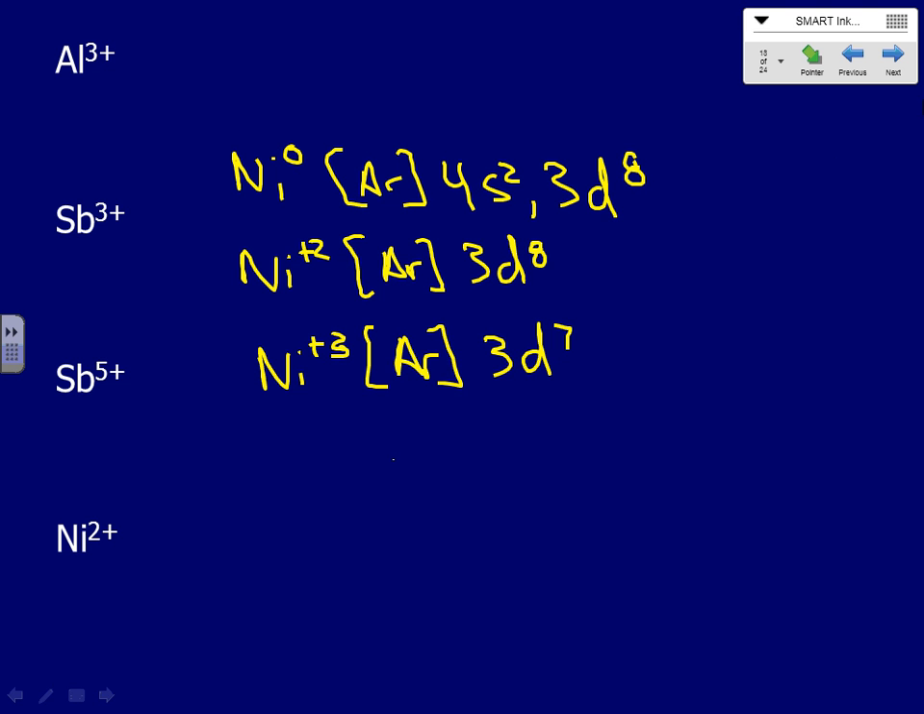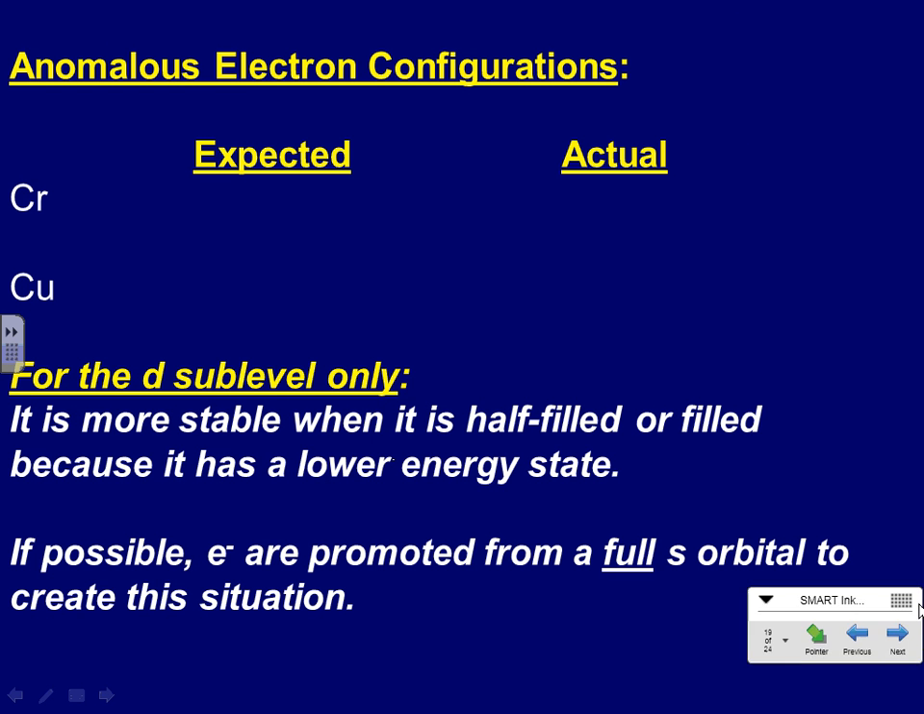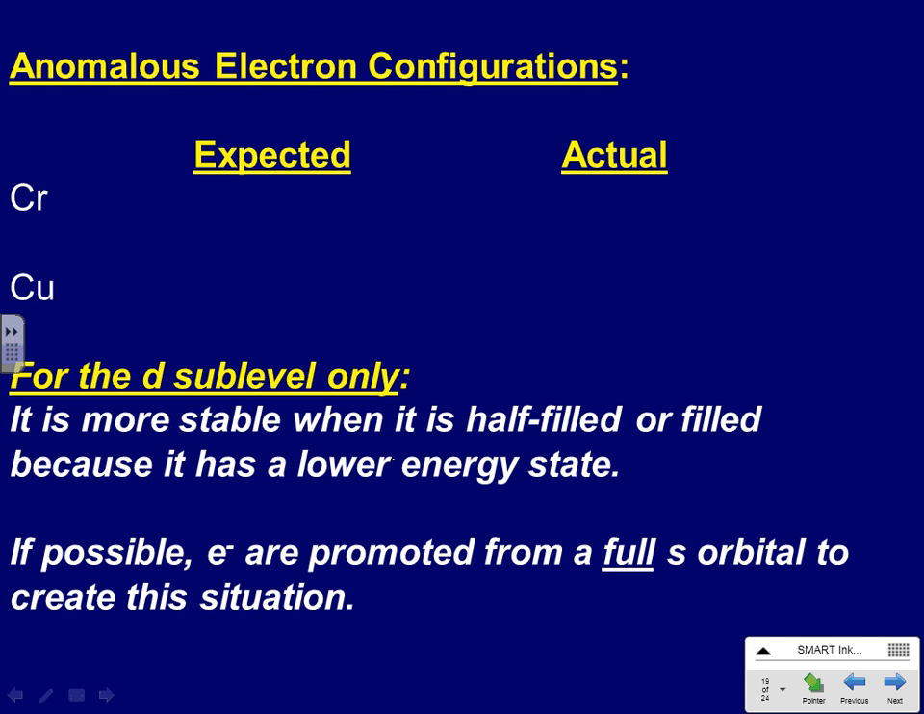Okay. Let's now talk about some anomalous electron configurations. Anomalous meaning an exception to the rule. If you look very closely at all those electron configurations on the periodic table, you will find many of them do not follow the exact trend that I've taught you in determining the electron configuration.